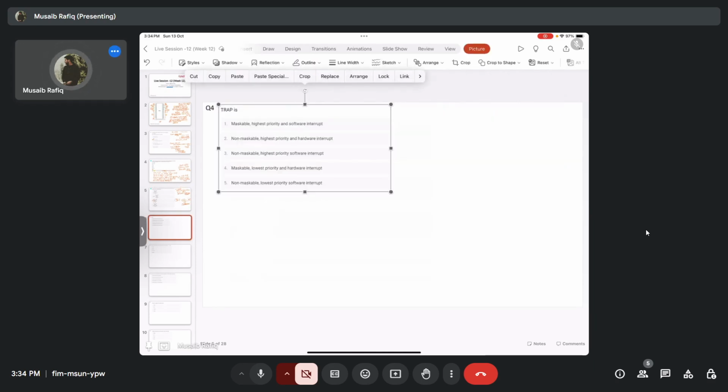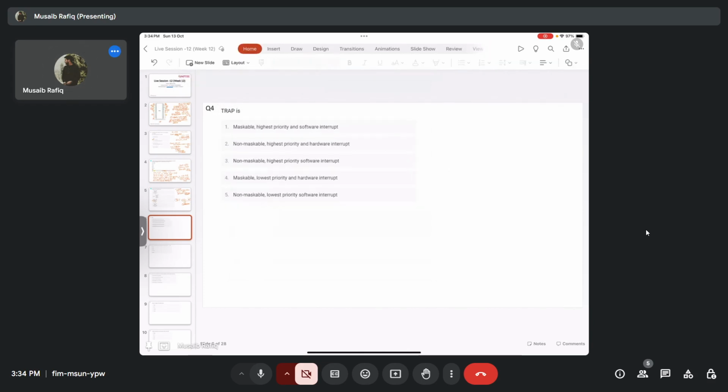Now I have question 4. Anyone like to answer? TRAP is dash. Option 1: maskable, highest priority and software interrupt. Option 2: non-maskable, highest priority and hardware interrupt. Option 3: non-maskable hardware, non-maskable highest priority software interrupt. Option 4: maskable, lowest priority and hardware interrupt. Option 5: non-maskable, lowest priority software interrupt. Does anyone know the answer to this question?